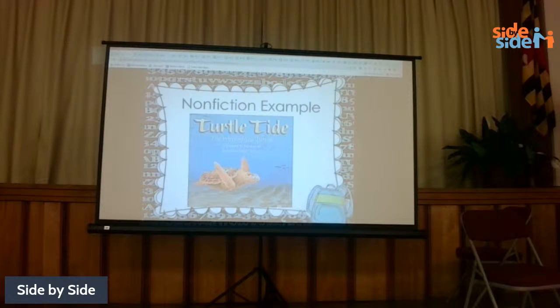Does anyone have books like this at home already? What do you have? We have an encyclopedia for our kids. Ooh, encyclopedia. Very cool. Anyone else? What do you have at home? Yep, those are my favorites. They're very good for little readers. Perfect. So you're already on the right track.